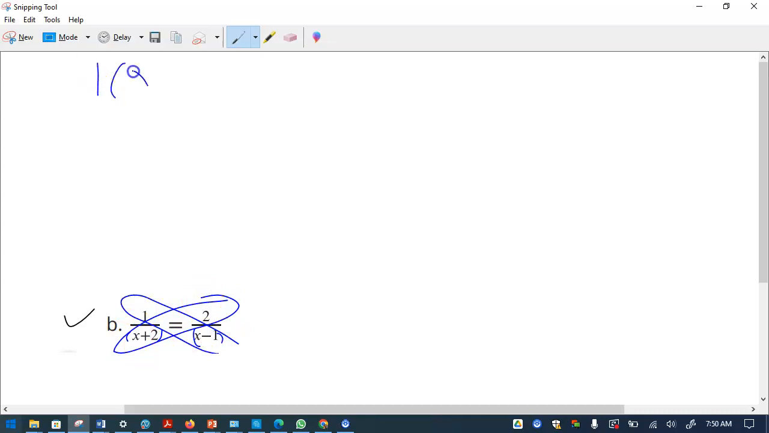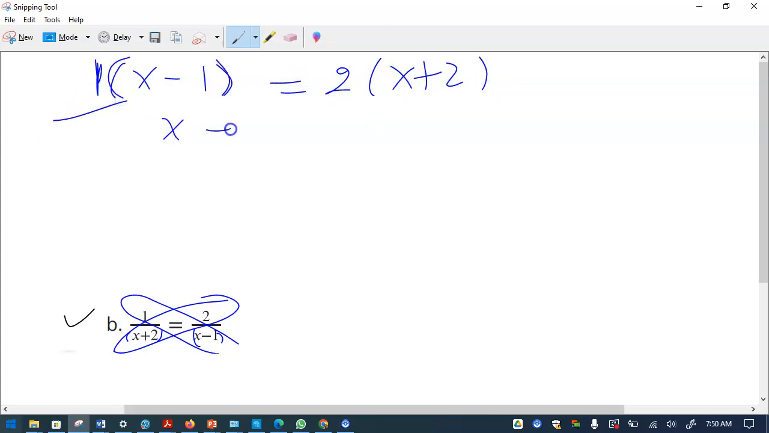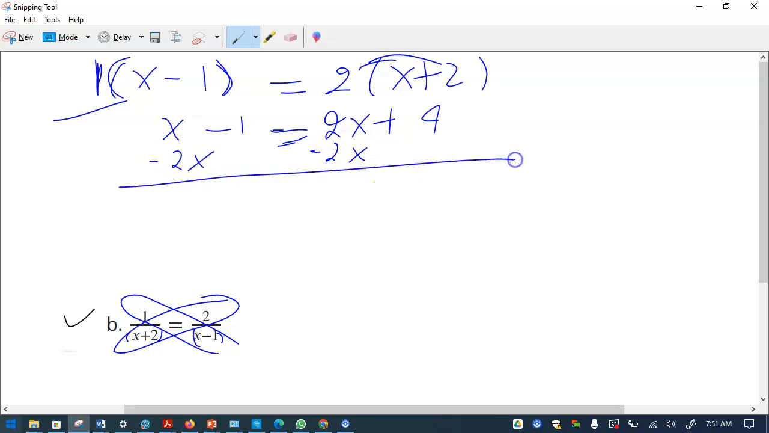So it is 1 times (x minus 1) equals 2 times (x plus 2). The 1 does not affect this parenthesis, it stays the same, but here use the distributive property, so that will be 2x plus 4. Now we solve for x. You can subtract 2x here, so that way this is 1 and minus 2 and plus 1 is minus 1x. Drop down the minus 1. This cross it out, we get 4.